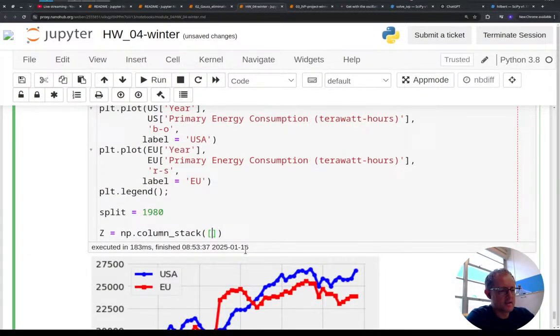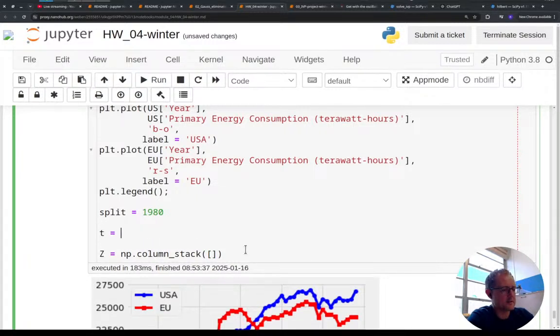So the first one is just going to be, let's say t equals US year, like that. First column is going to be t. The next column, I can use anything that I want as long as it's the same length as t. So I'm going to say t to the 0. It also helps me think about it as this is t to the 1, there's a t to the 0. So that's my intercept, and here's my slope.